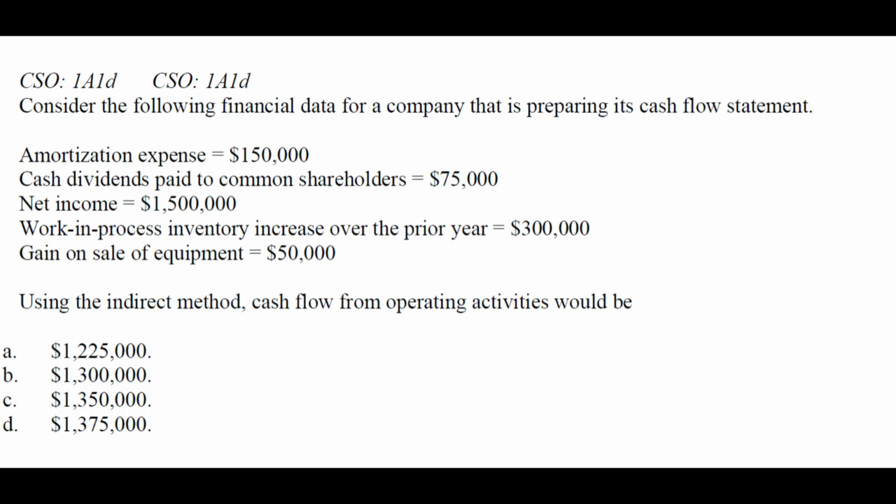Step 4. Adjust for the increase in work-in-process inventory. $300,000. An increase in inventory means additional cash was invested in inventory, reducing operating cash flow. Therefore, $1,500,000 plus $150,000 minus $50,000 minus $300,000 equals $1,300,000.